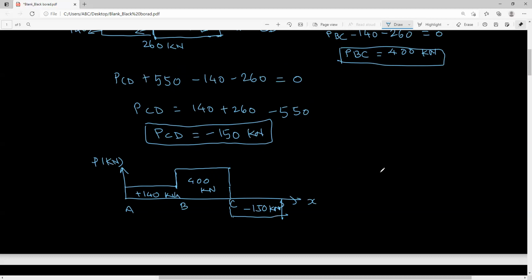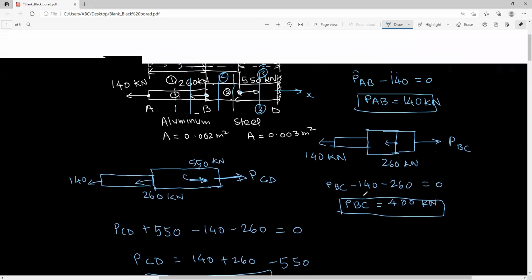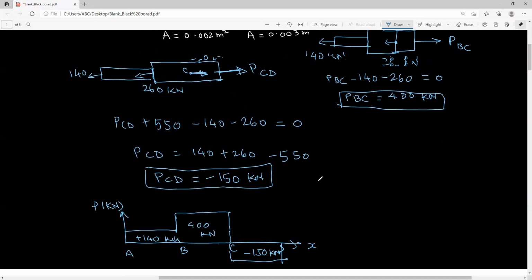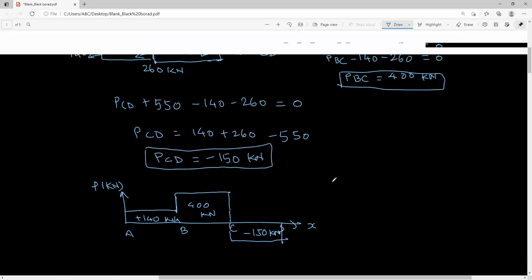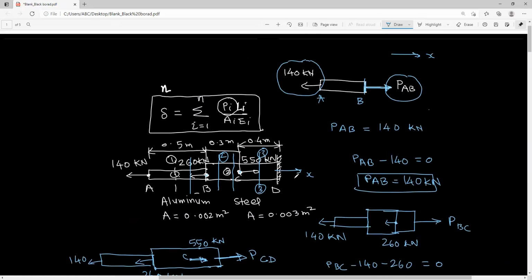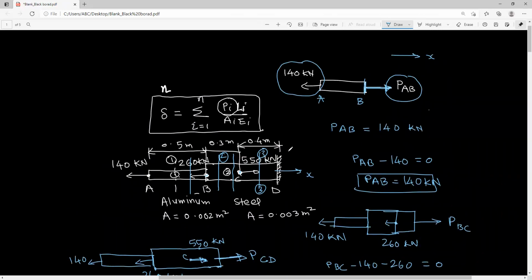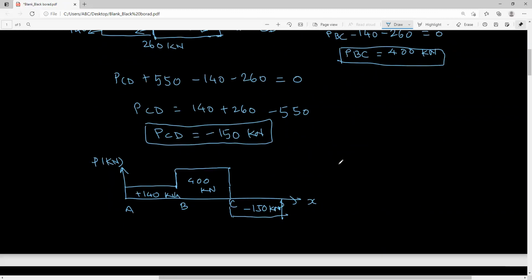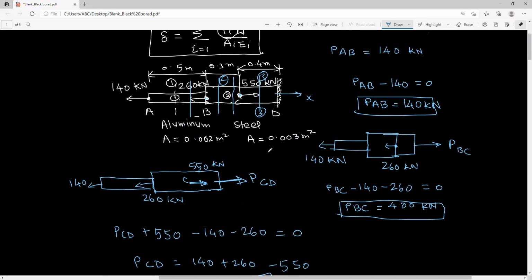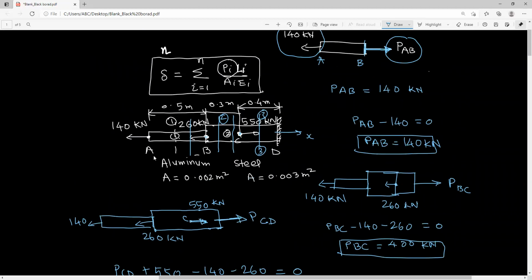Okay, so now to calculate the deflection, we have to use a formula. Once we know the internal force in each of the parts, that is part AB, BC and CD, then you can find out the deflection for these different parts. So part 1, part 2 and part 3, we calculate deflection. That will be the total deflection, which will give you the resultant effect.